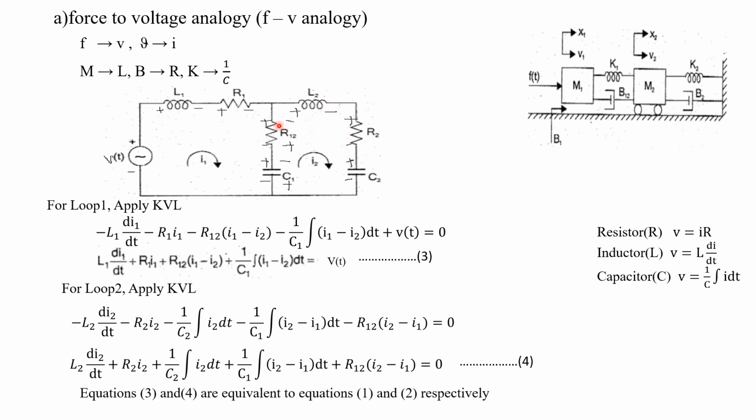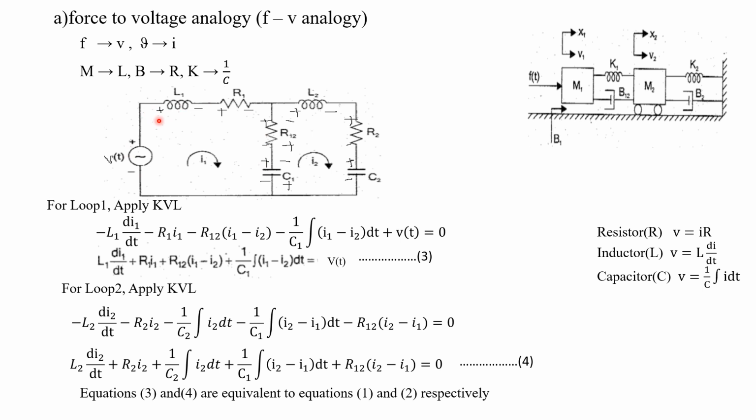Now for R12 as well as C1, we have two polarities. When we consider the current I1, we take this polarity, plus minus, plus minus. When we consider the current I2, this will be the polarity, plus minus and plus minus. Now for loop 1, we are going to apply Kirchhoff's voltage law. We can start from any point, go through the circuit like this, and end at the same point.